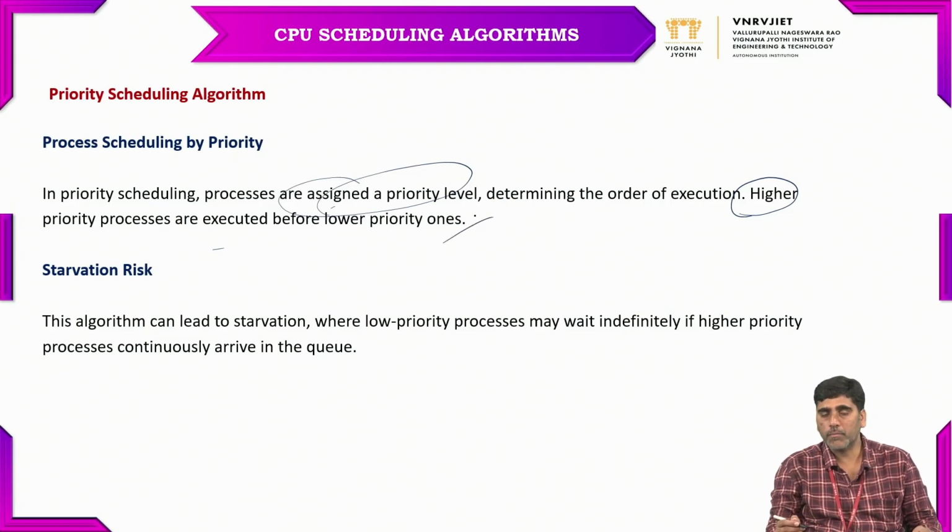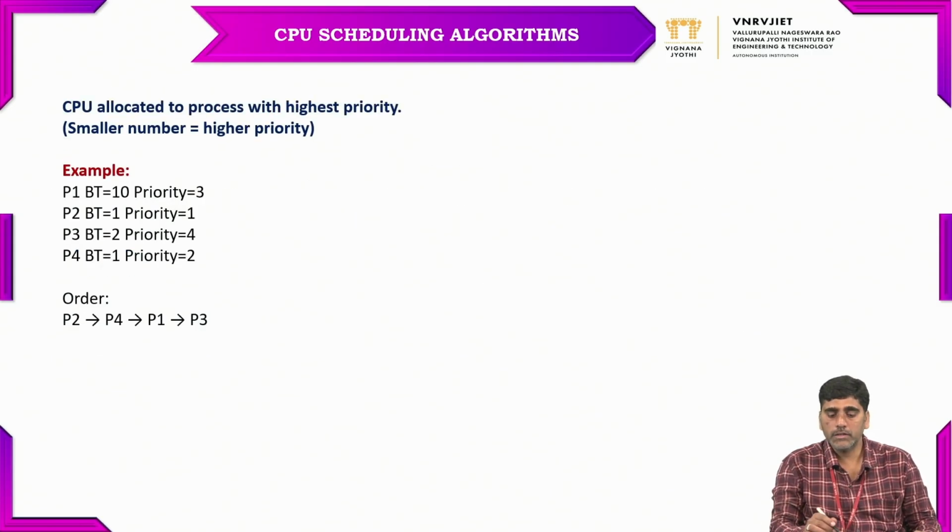The main problem here is the starvation risk. The algorithm can lead to starvation, where a low priority process may wait for a longer period of time while higher priority processes are completed first. The process may wait indefinitely if higher priority processes continuously arrive in the queue. Let us see how the CPU is allocated to the process with the highest priority and the lowest priority, with an example.